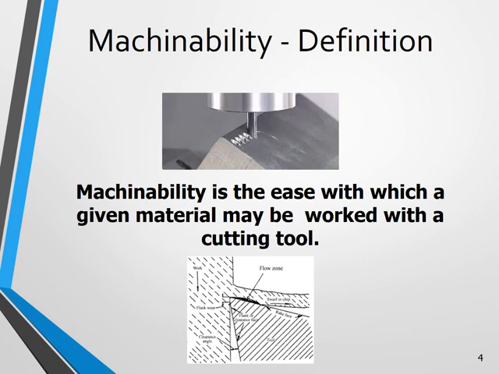Machinability, its definition is very simple. Machinability is the ease with which a given material may be worked with a cutting tool. The better the ease, the better the machinability. With more ease, if we are able to cut, then the machinability is good.